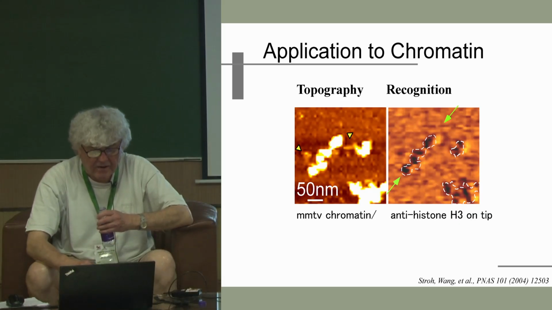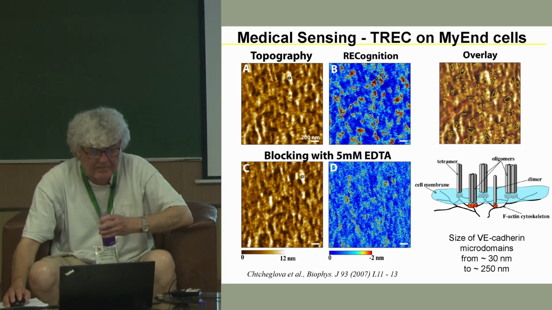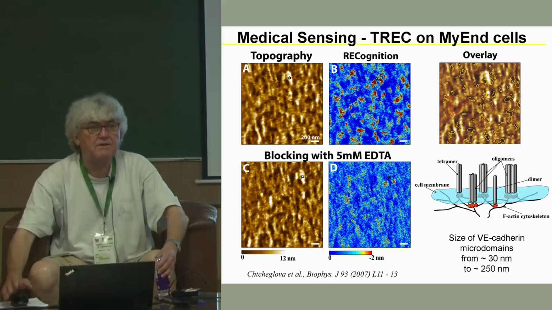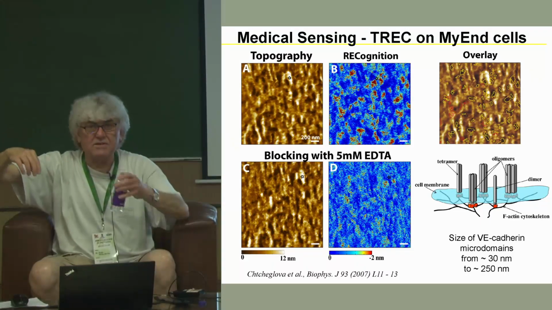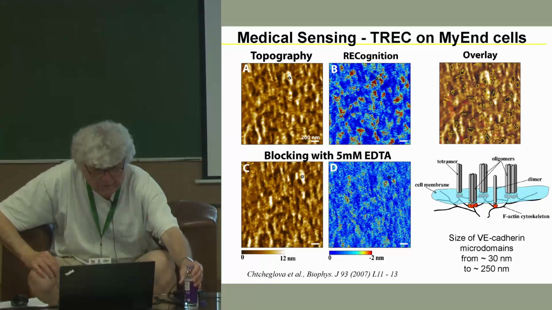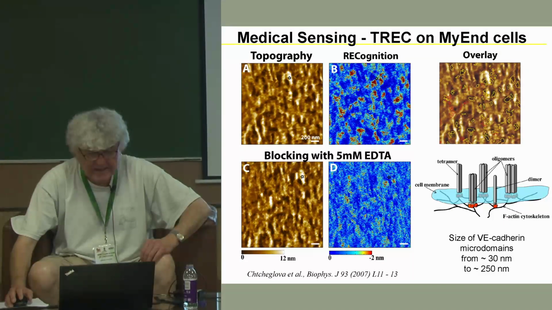And later on, we're also using it on cells. This is cadherin-cadherin interaction. The cells contain cadherin, these adhesion molecules. They provide adhesion between cells. We put a cadherin molecule on the tip and image the cadherin molecules on the cellular surface. We can see these cadherin domains.